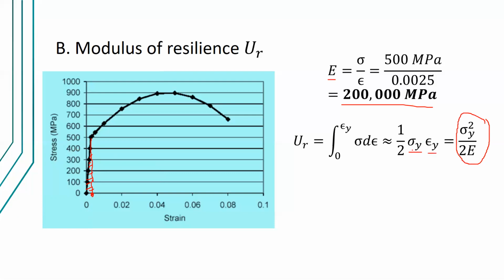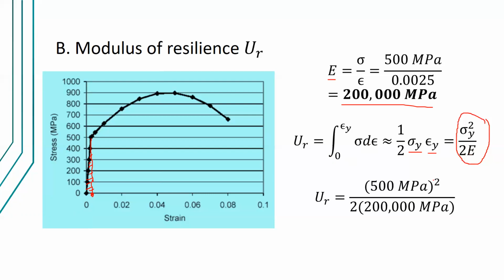Diba yung height? Yung sigma y, yan yung yield stress. Diba? Ito yung yield point, ito yung yield stress. So yung height, therefore, is the sigma y. Yung strain sub y, ito yun, yung base. So height times base. So you can do that, or yung result ng integration dito is this. Okay? So sigma y squared over 2E.